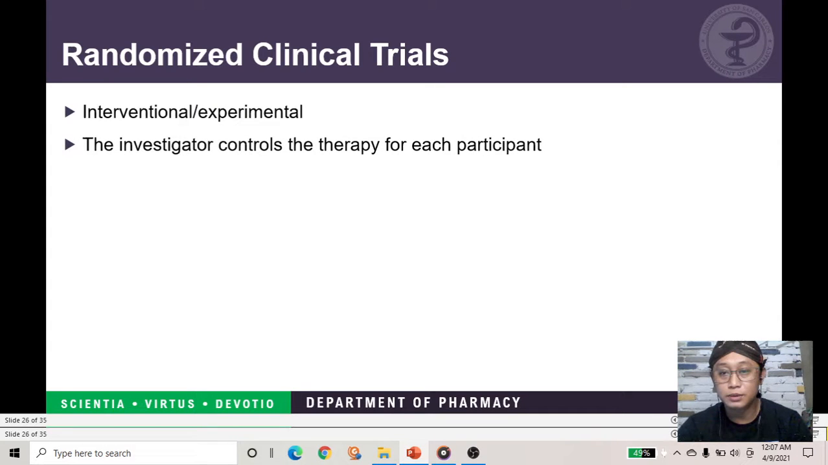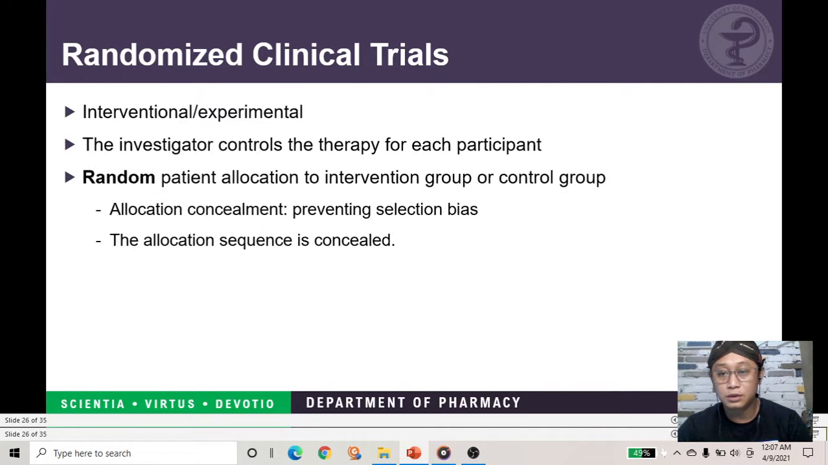It is called a randomized control trial because the investigators may have big control to some extent over the therapy for each participant. So we usually use random patient allocation to divide the participants into the intervention and control group.